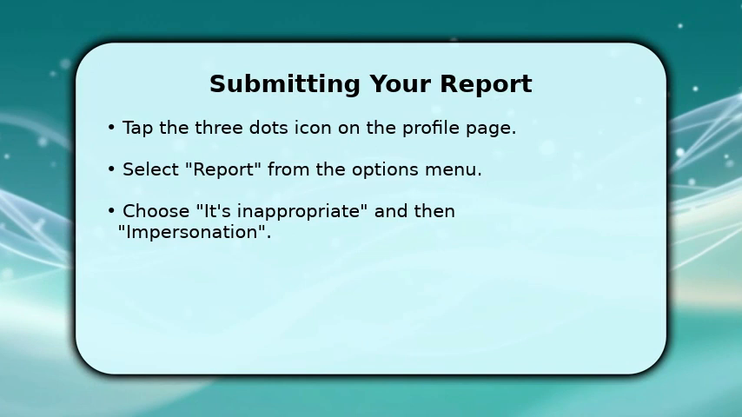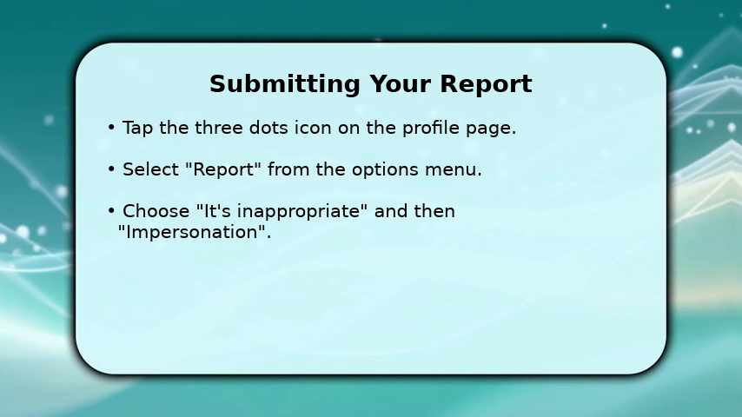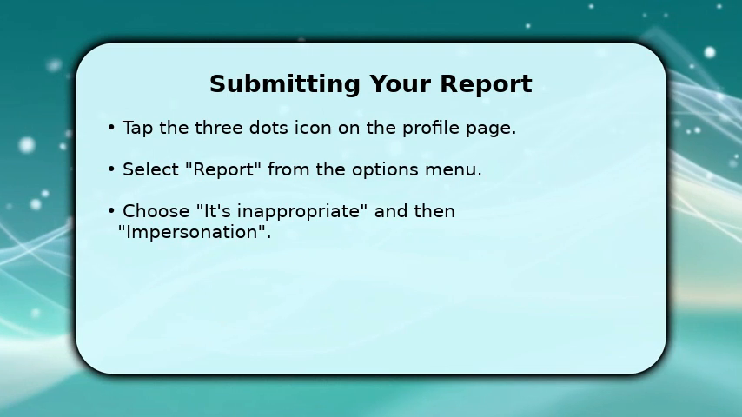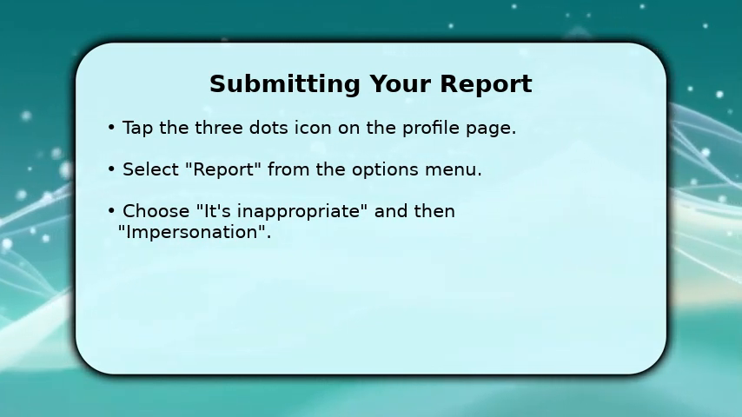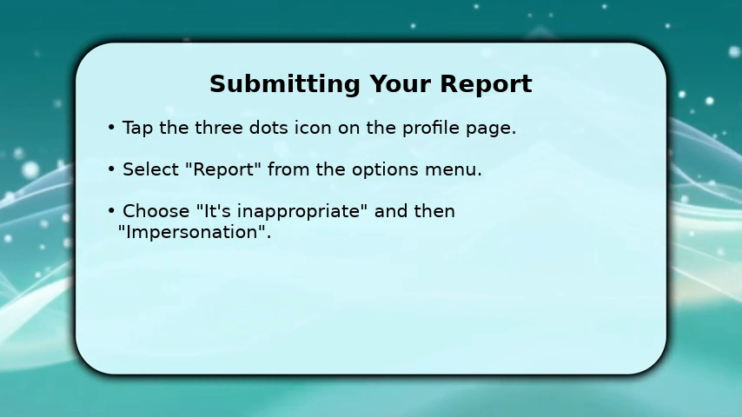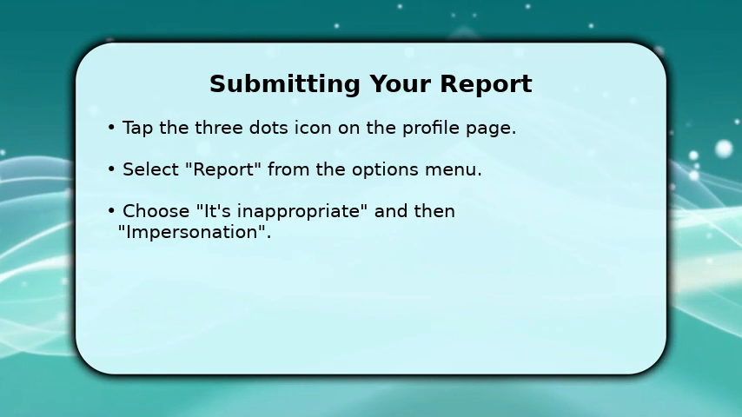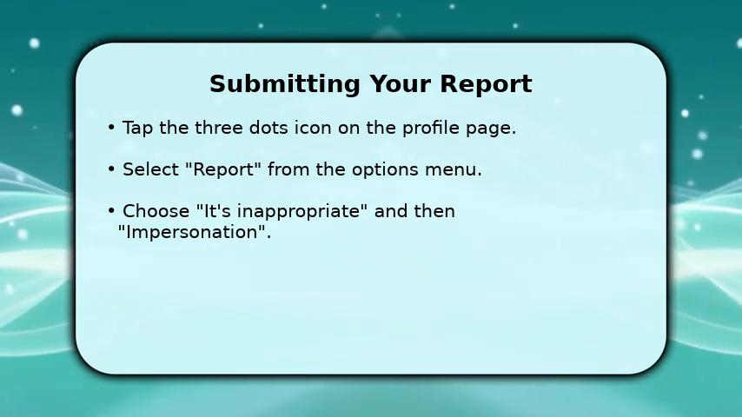Once you're on the profile page, look for the three dots icon, usually located in the top right corner. Tapping this will open a menu of options. From there, select Report to initiate the reporting process. Next, you'll be prompted to specify why you're reporting the account. Choose It's inappropriate, and then select Impersonation as the reason for your report.